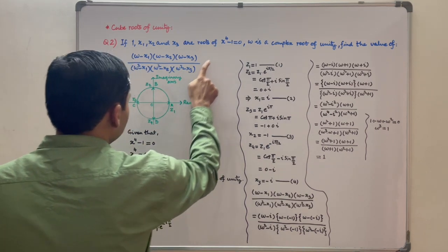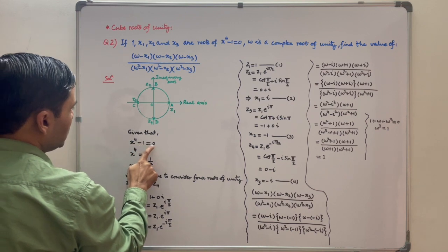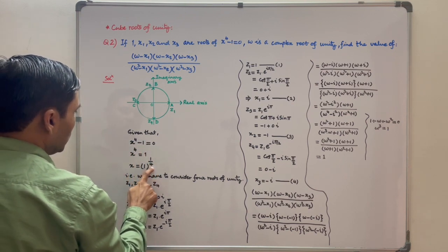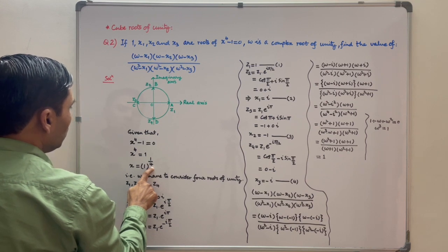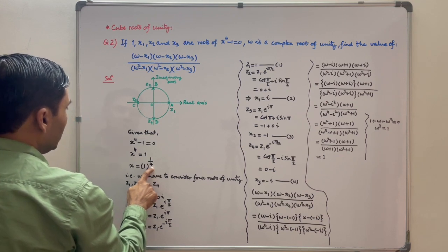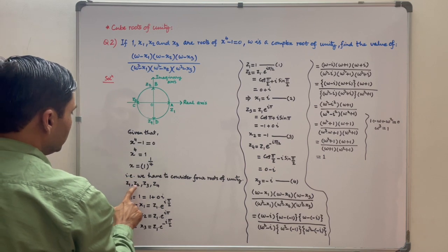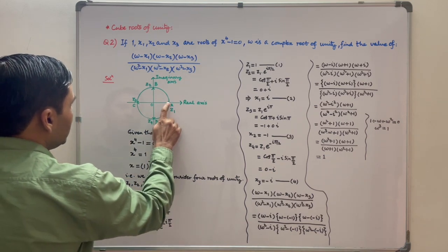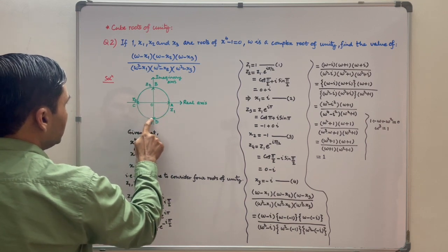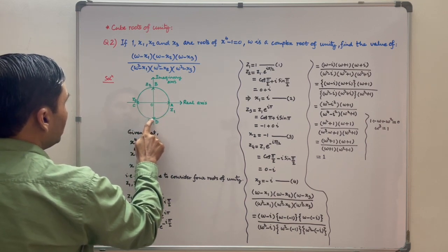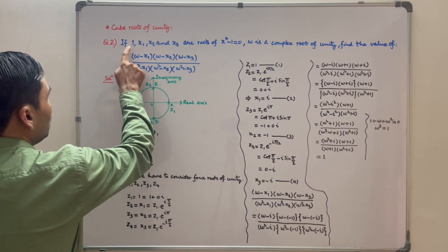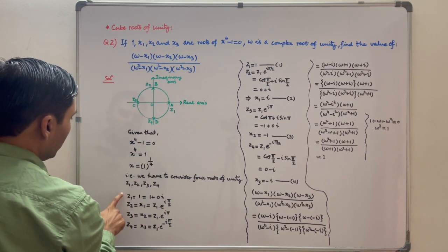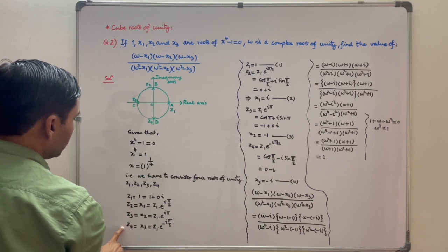It is given that x to power 4 minus 1 is equal to 0. That means x is equal to 1 to power 1 by 4. So we have to consider 4 roots of unity. Let us say these roots are z1, z2, z3 and z4. These are shown by points A, B, C and D in complex plane. Also, they are given as 1, x1, x2 and x3. We will find out the value of these complex numbers.